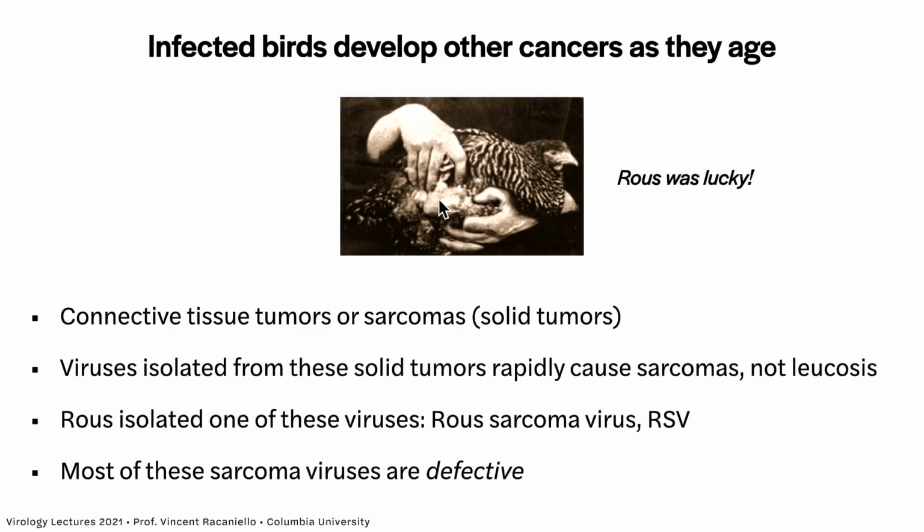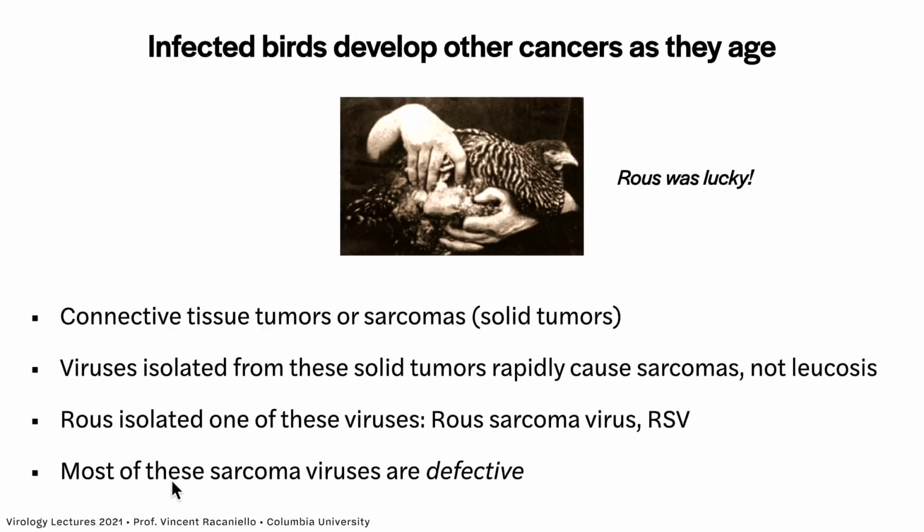And now you understand why it's called Rous sarcoma virus. Rous is his name. Sarcoma is the kind of tumor. And as Rous showed, you can isolate viruses from these tumors, and if you inject them into chickens, they cause sarcomas. They don't cause leukosis. Rous actually isolated one of these sarcoma viruses, Rous sarcoma virus.